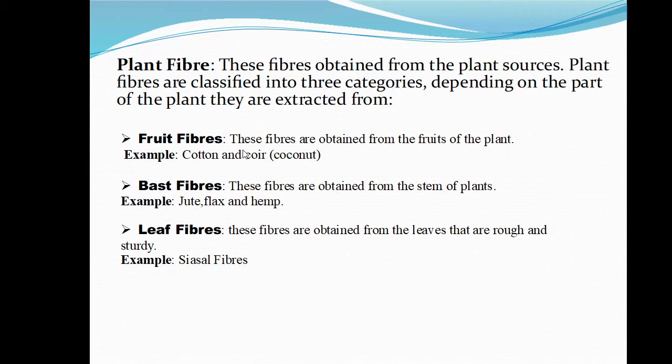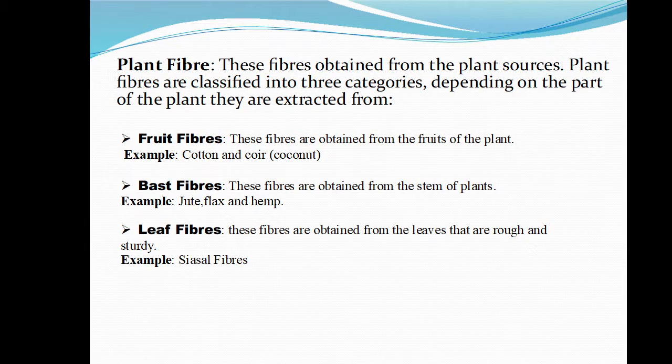So fruit fibers, what are fruit fibers? Basically obtained from the fruits of a plant, and examples are cotton and coconut. So we have coconut, and you must have seen on the upper shell there is some hair-like structure, that is called coir. That is basically your fiber.